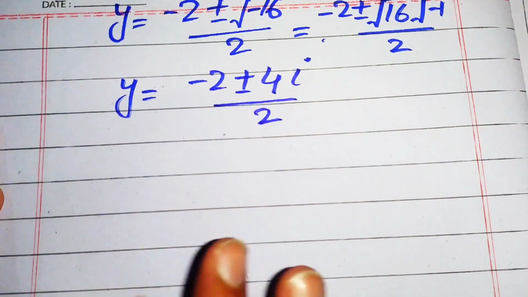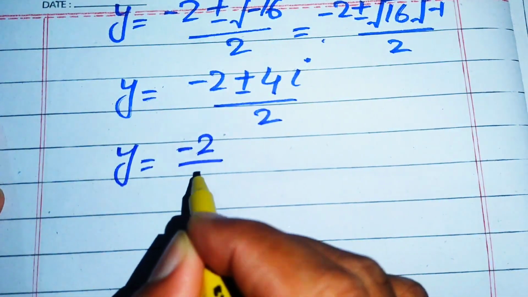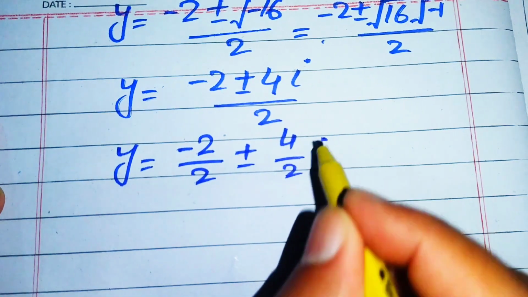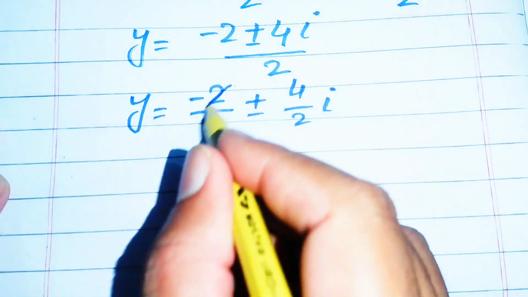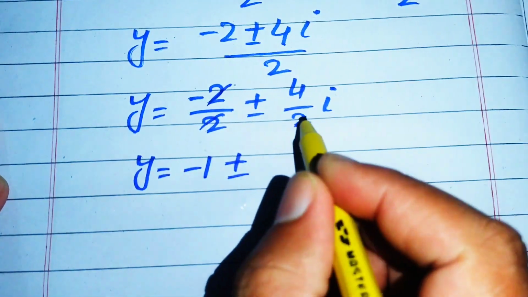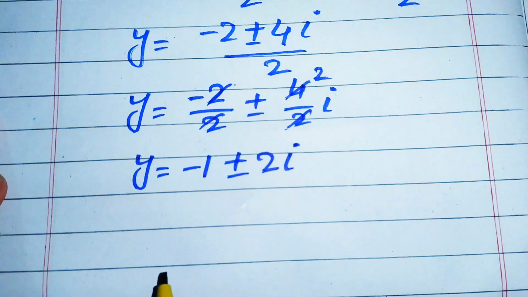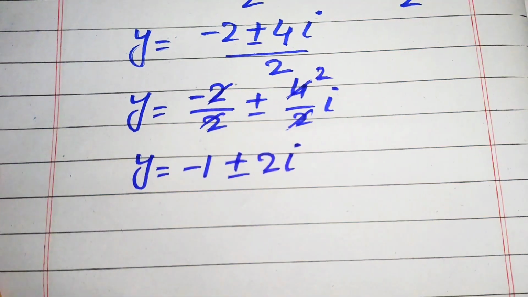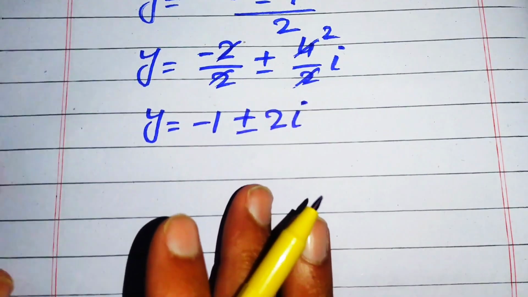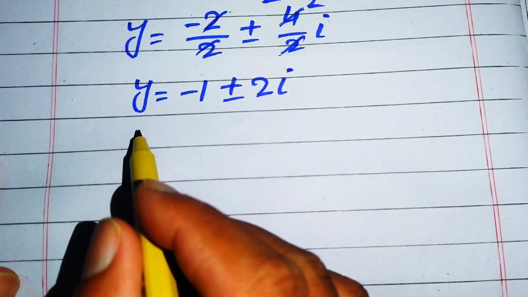So here we just break this fraction, and we write it as minus 2 over 2 plus minus 4 over 2 iota. So this 2 and 2 are gone, and we get y equals minus 1 plus minus, 2 times 2 is 4, and it is 2 iota. Okay, so these are the other complex roots which we get from the second case, and here we again back substitute the value of y.